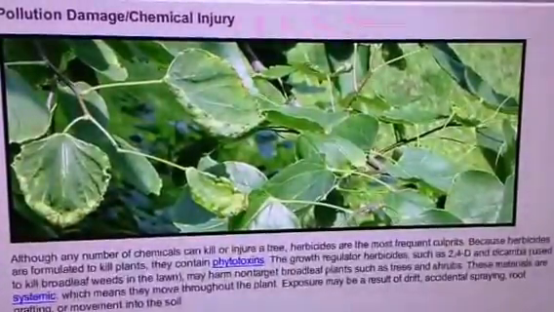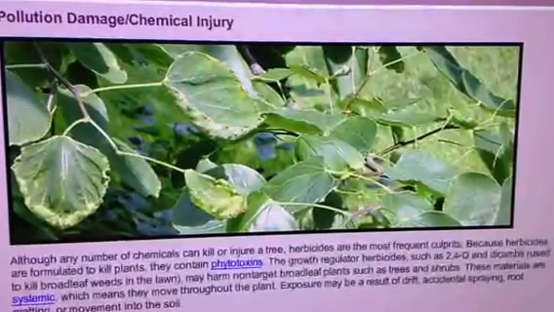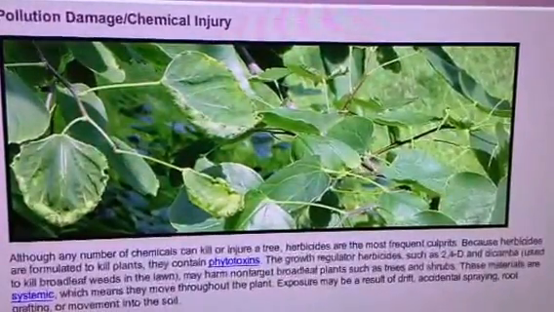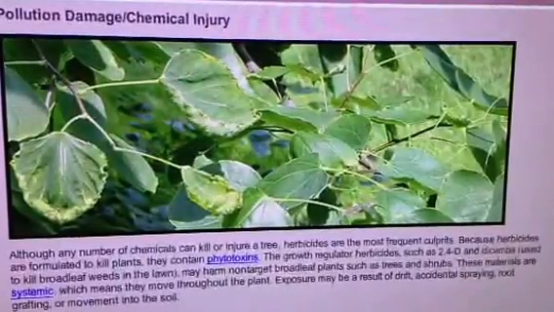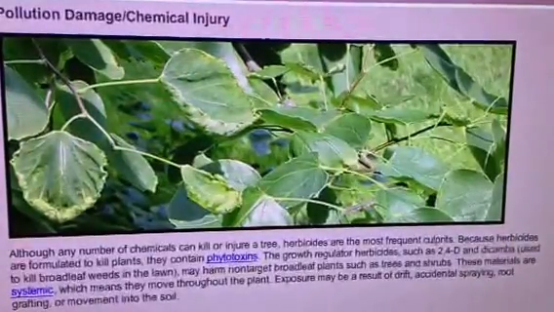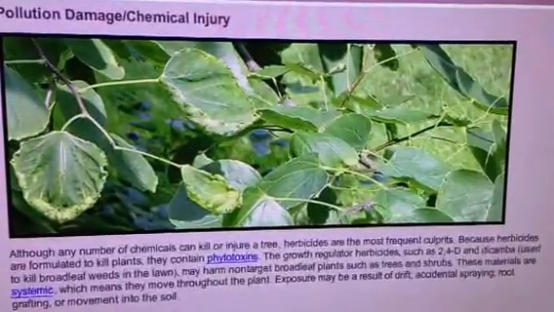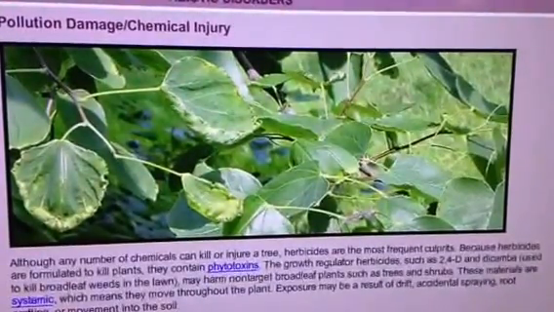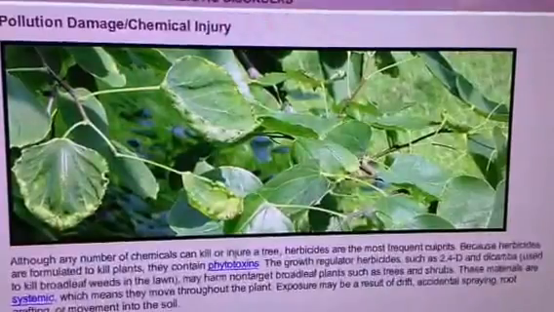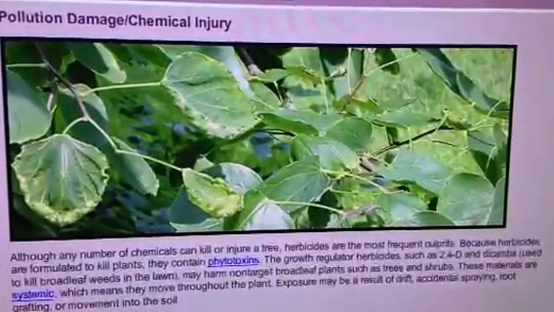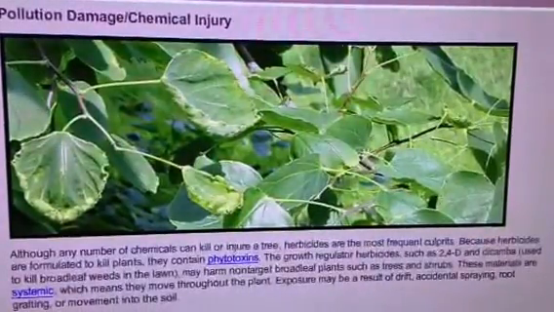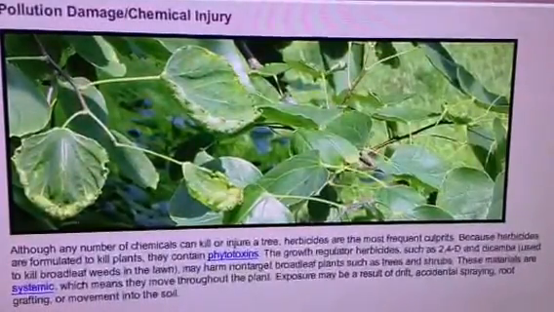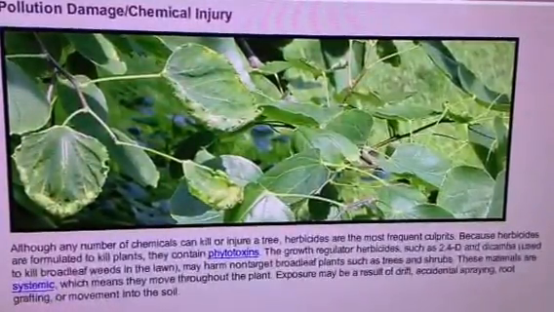Although any number of chemicals can kill or injure a tree, herbicides are the most frequent culprits. Because herbicides are formulated to kill plants, they contain phytotoxins. The growth regulator herbicides such as 2,4-D and dicamba used to kill broadleaf weeds in the lawn may harm non-target broadleaf plants such as trees and shrubs. These materials are systemic, which means they move throughout the plant. Exposure may be a result of drift, accidental spraying, root grafting, or movement into the soil.